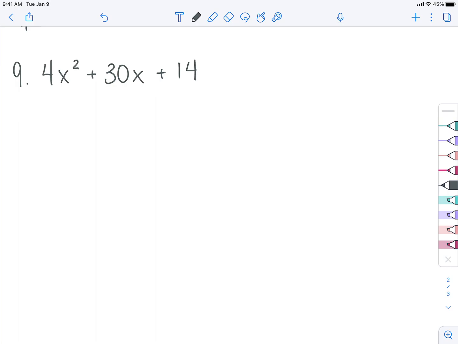So again, we look at that, and what can we divide all of those by? What number can we simplify that by? 2. They can all be divided by 2. So since I can divide each of these by 2, I'm going to bring the 2 out in front. 4 divided by 2 gives me 2x squared, plus 30 divided by 2 gives me 15x, plus 14 divided by 2 gives me 7. So now I only have to multiply 2 and 7 instead of having to multiply 4 and 14 and looking for giant factors.